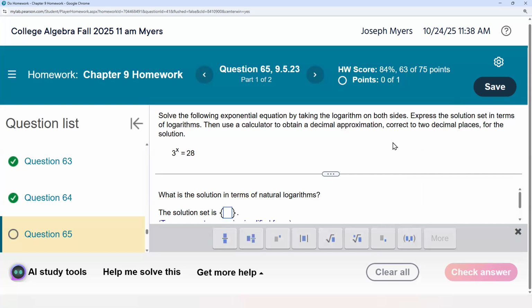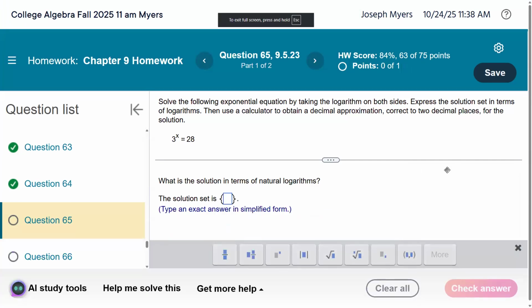So how do you make it go full screen? There we go, F11. That's more space now.